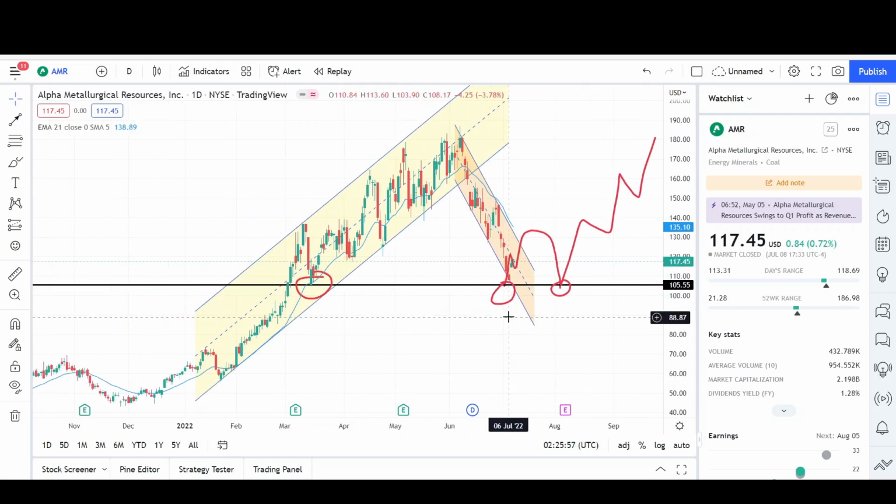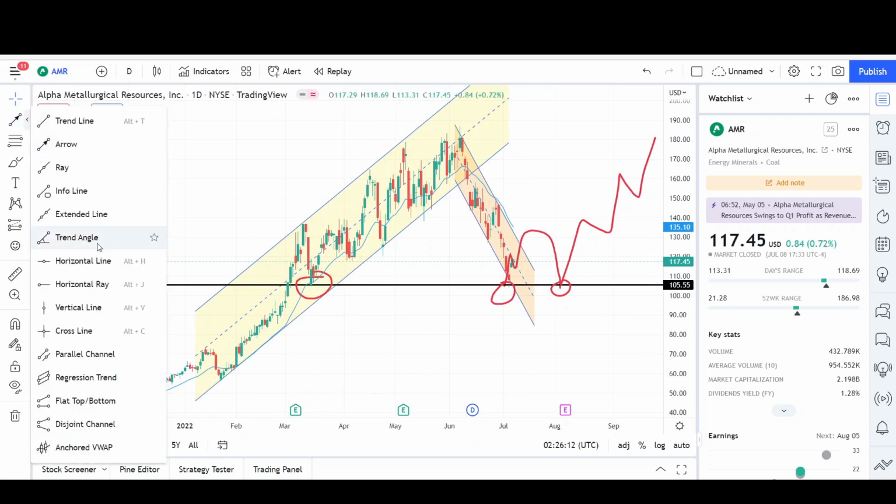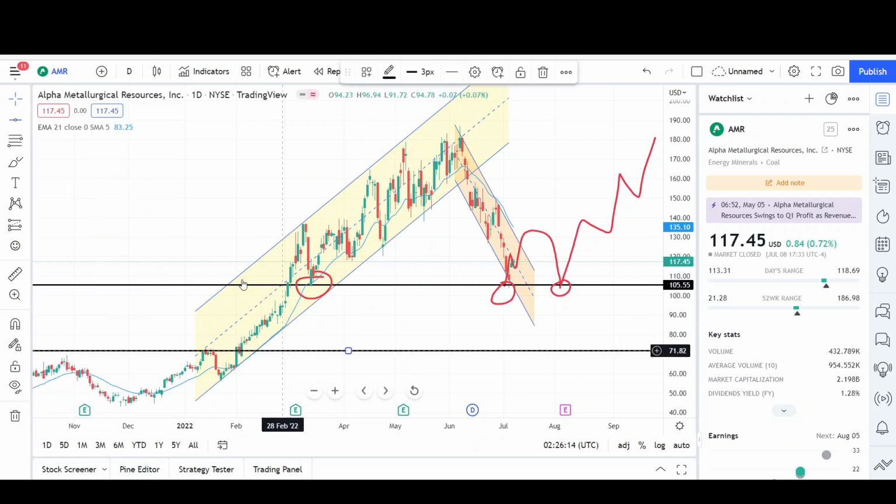So that's everything I have for AMR. If we don't find any support at that 105 level, and we just continue lower, then I would be looking for around that $70 level, the low 70s to the mid 70s, probably being the next strong support, because you can see that there's really not a lot of support built between this 105 and low 70 price level. You can see that we just shot up, and there's not a lot of bases being created from that move up.